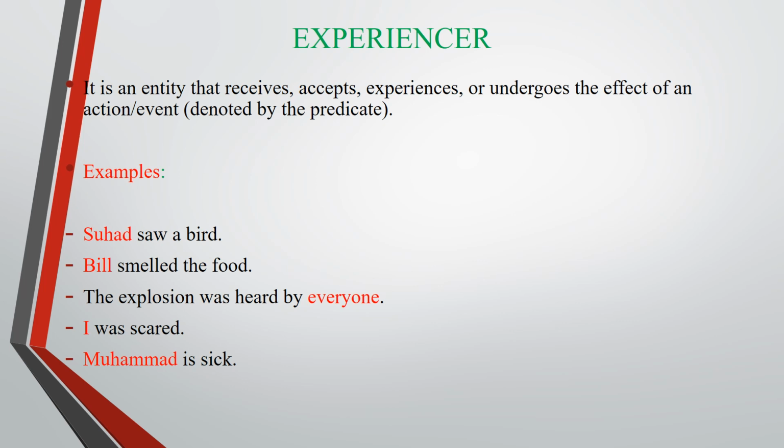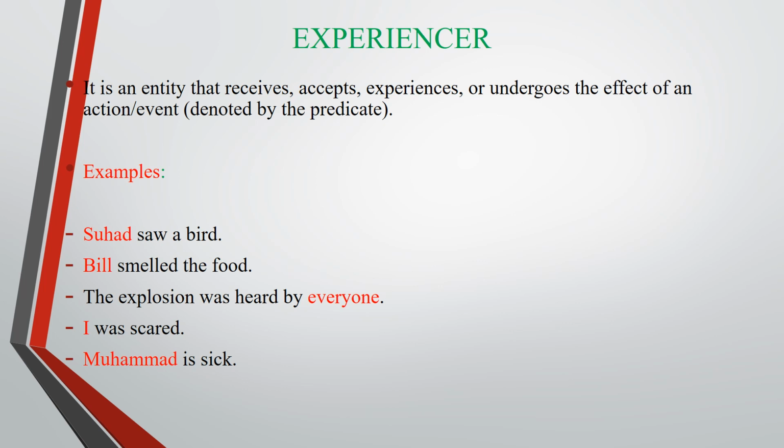Now, for example, Suhad and Bill and everyone and I and Muhammad, all of them have the semantic role of an experiencer. In the first sentence, Suhad saw a bird. Suhad is an experiencer. Therefore, she experienced the seeing of the bird. So she's affected by it.